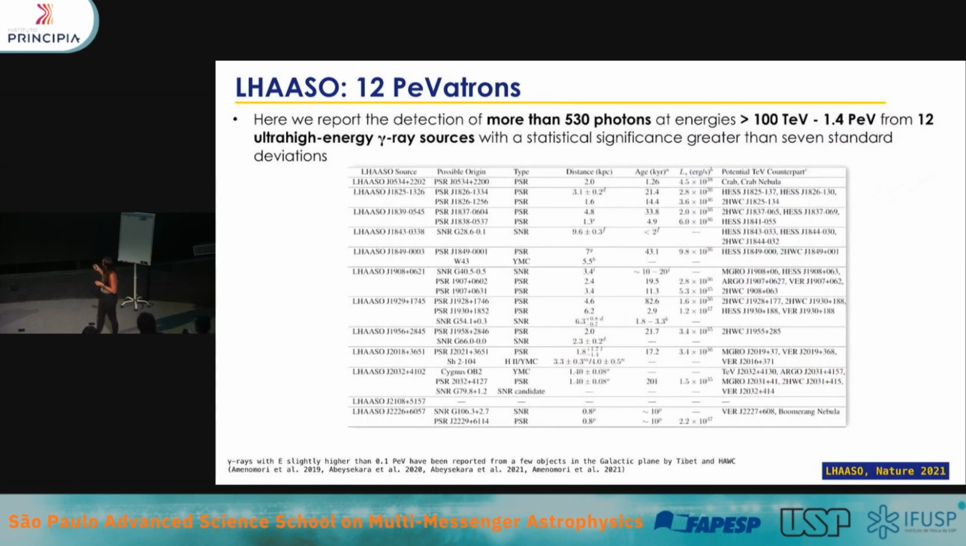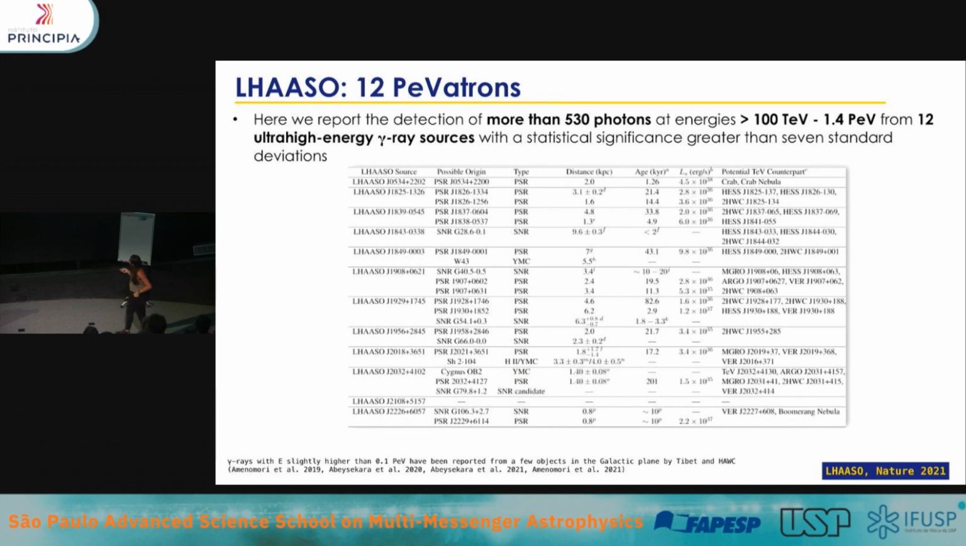This is simply the list of the possible associations that you can have here. And you can see, for example, the Crab Nebula, or this source that I just told you we will see, which is a pulsar wind nebula associated with a binary system.